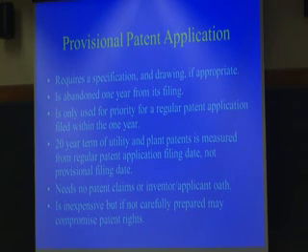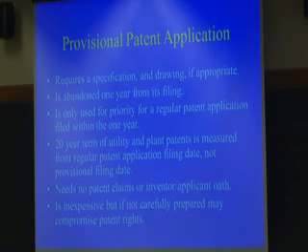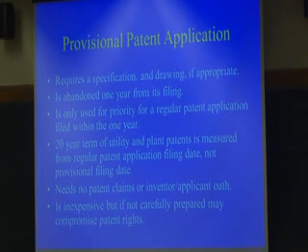A provisional patent application is automatically abandoned 1 year from its filing, with the presumption that within that 1 year you would file a regular patent application that would be done according to all of the requirements for a patent application. And it would then get the benefit of that provisional application if you filed it within that 1 year period of its pendency.